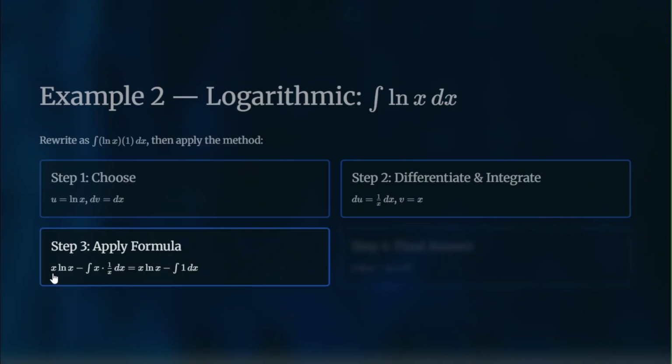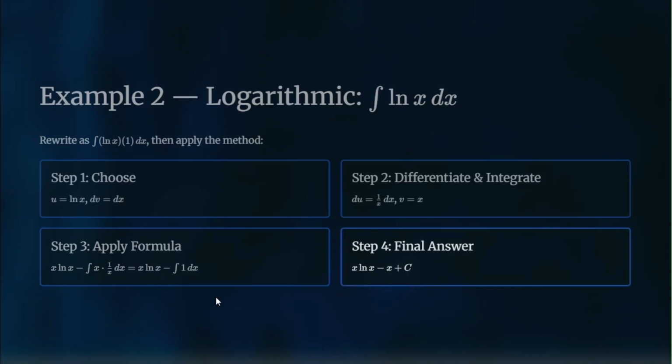Now we can apply the formula. U times v would be x times ln x, minus the integral of v du, which will be the integral of x times 1 over x dx. This second part, x times 1 over x, simplifies to 1. So now we can write our final answer. That will be x times ln x, minus the integral of 1 with respect to x, which is simply x, plus c.